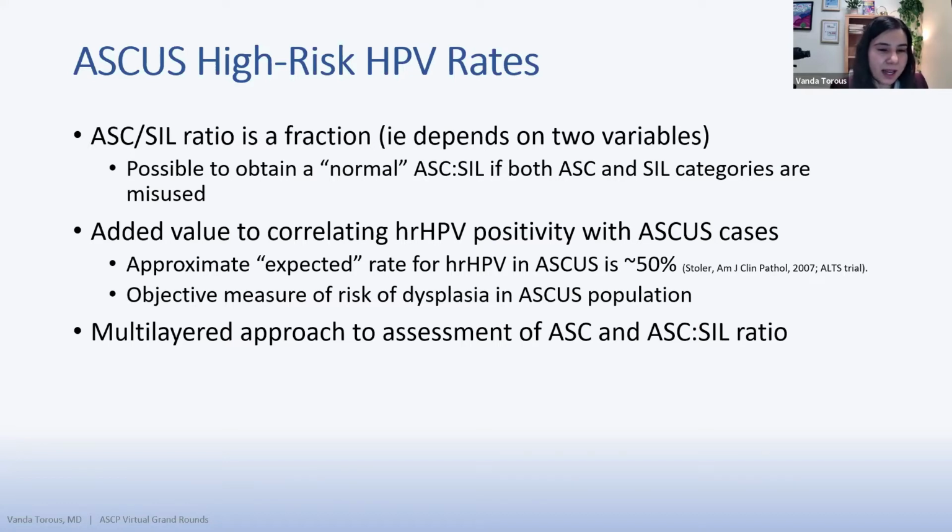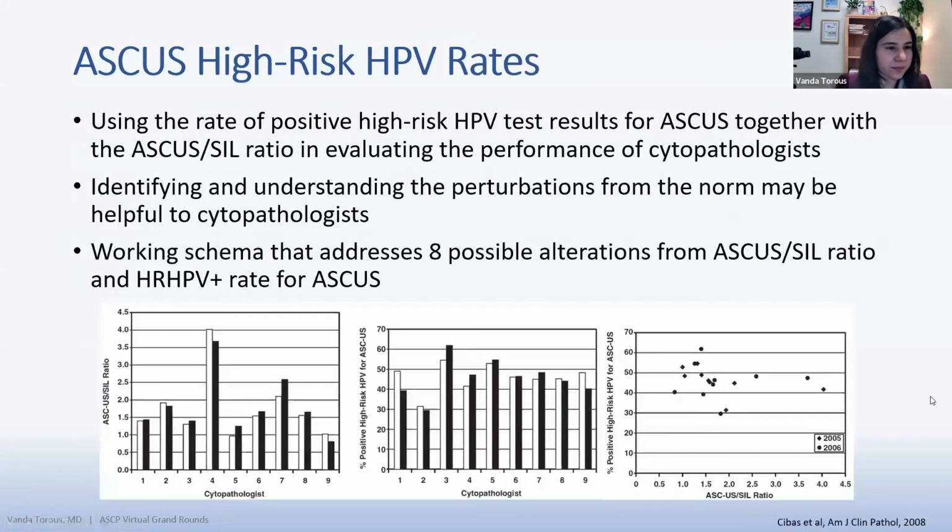So it's being measured against an external standard that we have, because we have a benchmark for what the quote unquote expected rate for high risk HPV in ASCUS should be, which is about 50%. So about 50% of ASCUS cases should be high risk HPV positive. So this is more of an objective measure of risk of dysplasia in the ASCUS population. So this multi-layered approach now, using both the ASC-SIL ratio as well as the ASCUS high-risk HPV rates, really makes this a more meaningful assessment of our usage.